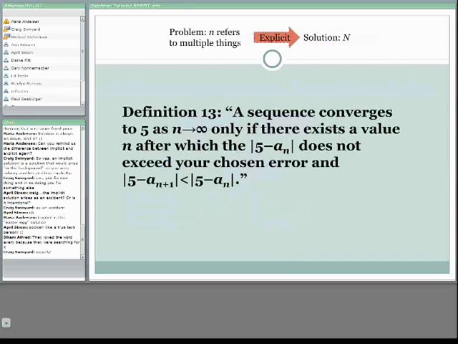Let's see. Yeah, I was a catalyst provider. That's a good way to put it.